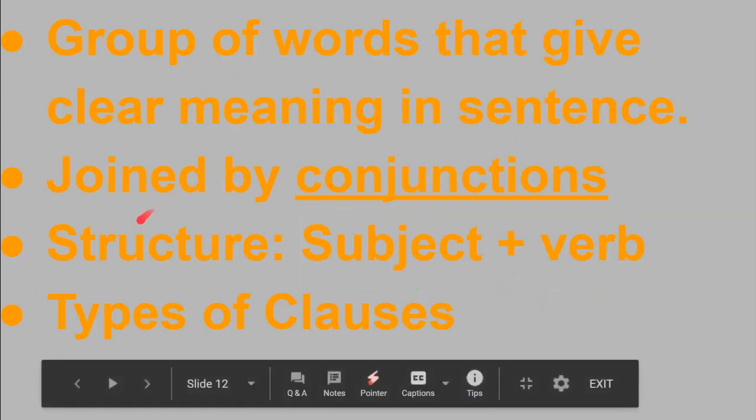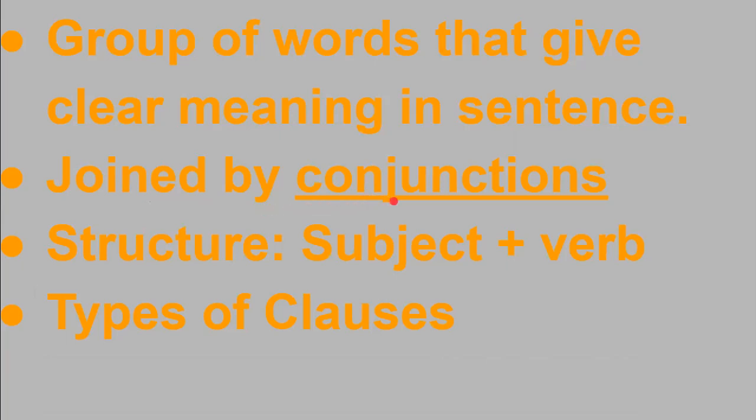Secondly, the second point about clauses is that they are joined by conjunctions. Another important feature of clauses is that they are always joined by conjunctions, linking words. There is a long list of conjunctions. Some of you have already read about these conjunctions in previous classes, so you very well know what conjunctions are. They are joining words or linking words. So independent clause and dependent clause are always joined by conjunctions.